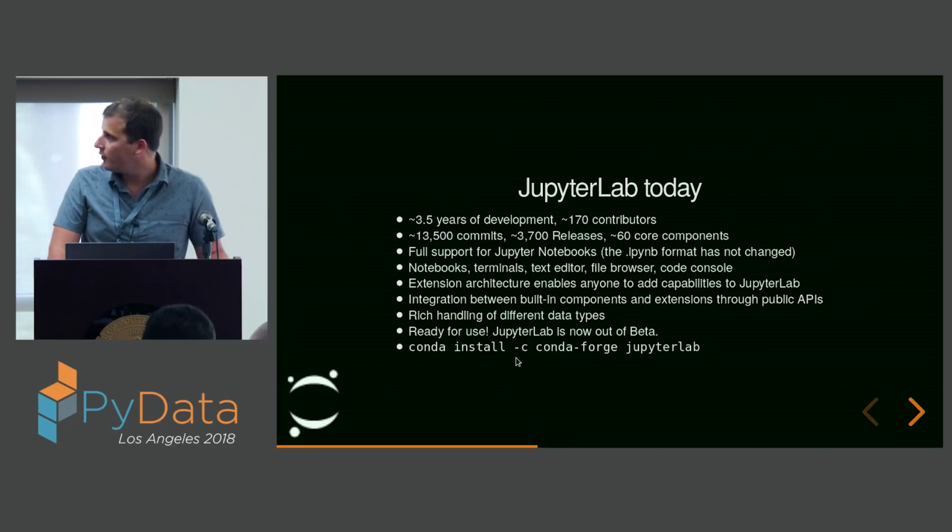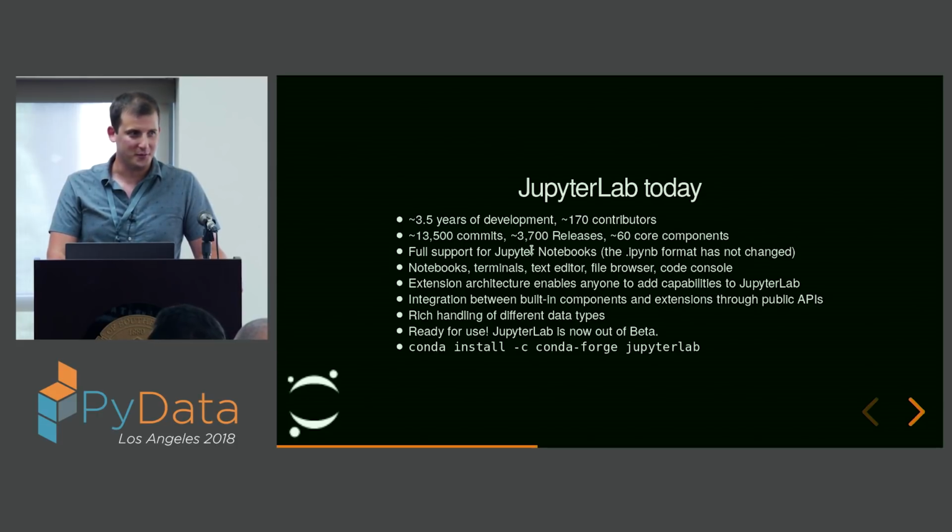So today, we've been developing this project for about 3.5 years. We have about 170 contributors. It's got over 13,000 commits, 3,700 releases. There's a reason that that number is so absurdly large, and that's because we have 60 core components to this project. So every time we make a release, we actually make roughly 60 releases. So divide that 3,700 by 60, and you have maybe a more reasonable number of releases we've made.